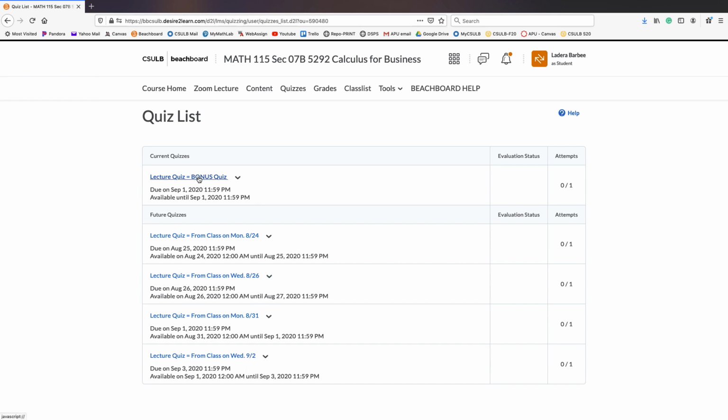But let's go ahead and look at the bonus quiz. Although you can use the drop-down arrow to look at what's going on first, since we have not attempted this quiz, let's go ahead and take the quiz by clicking on the link.